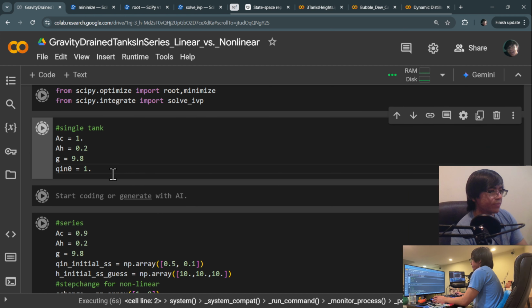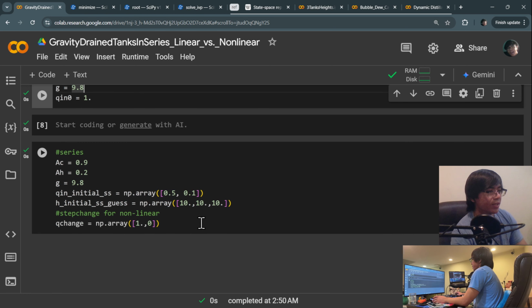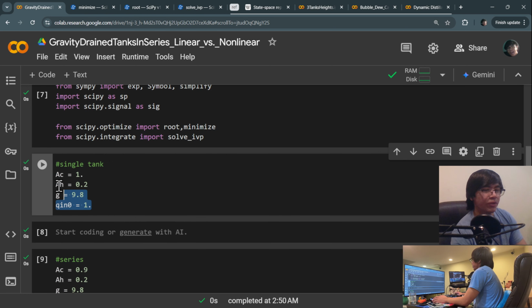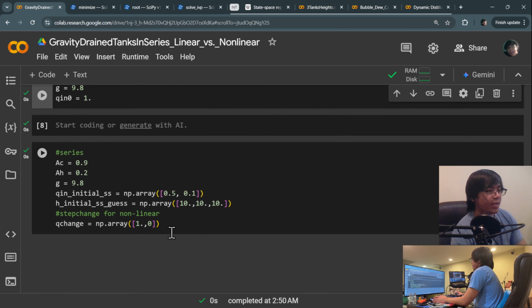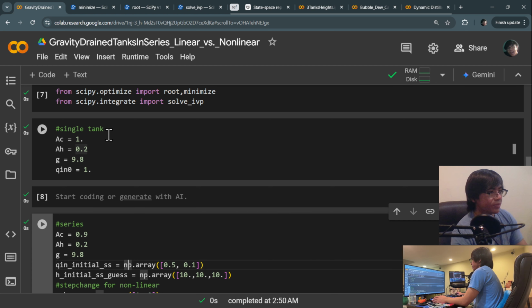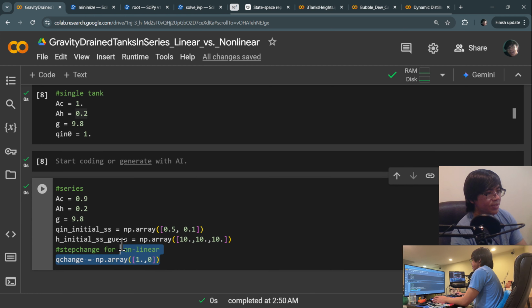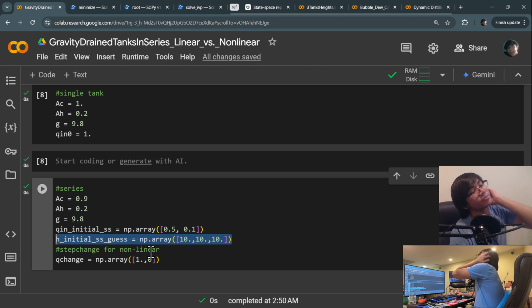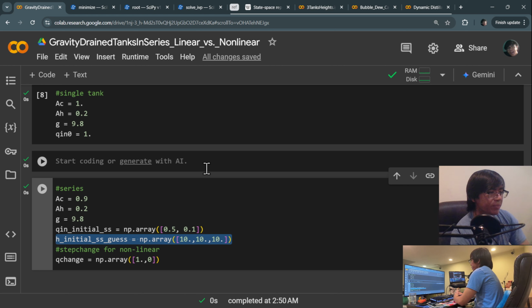And yeah, so I have these variables set up for single tank, and I don't think they're written in the problem, but if you want to follow along, these are the variables I'm using. And then series tank, a little different. But with the series, we have to provide arrays for our guesses, and for our initial steady state, our guess here is needed later on. I think for our minimize, when we actually try to solve for the initial steady state, but I'm getting a little bit ahead of myself.